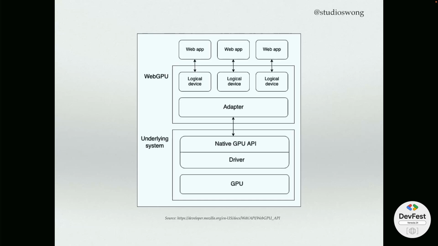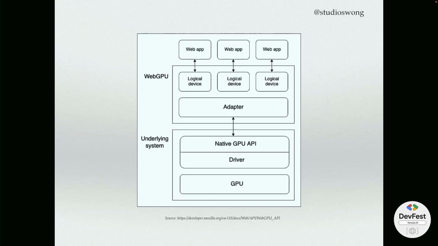Of course, a lot of systems might even have multiple native APIs and drivers, but usually the focus is only on one to communicate with the GPU, and that's how you enable high performance graphics and computation. But in your web browser, what WebGPU does is that it's pretty much an interface to communicate with your native GPU API.